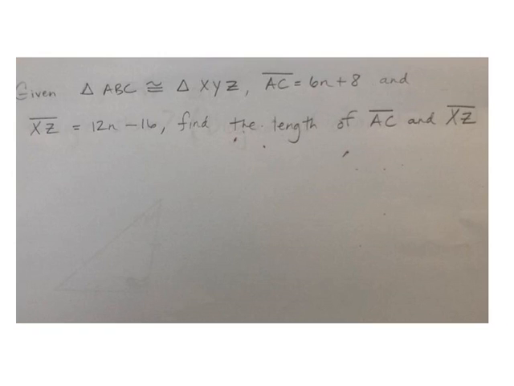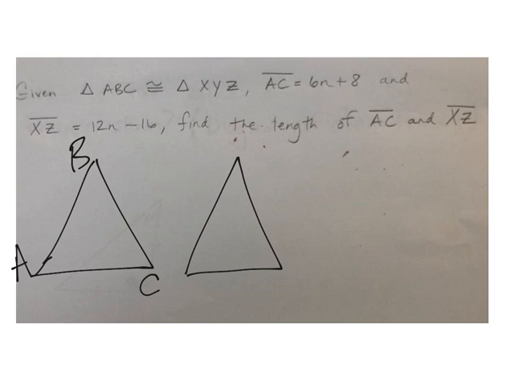Again, you're given two triangles here. Given triangle ABC is congruent to triangle XYZ. AC is equal to 6n plus 8, and XZ is 12n minus 16. Find the length of AC and XZ. So remember, the first thing I'm going to do is draw these triangles. And again, it's very important that we keep the order. So X, Y, Z in the same order as the first triangle.